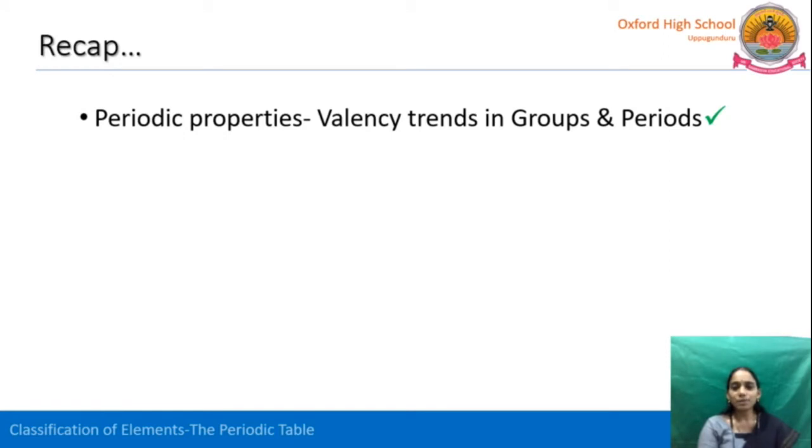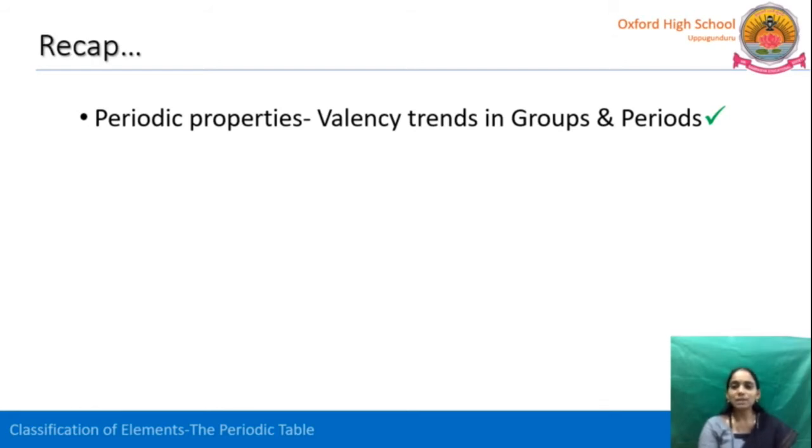For groups, the valency is the same. If we take an example of the first A group from hydrogen to francium, the valency is the same for all the elements from hydrogen to francium, from top to bottom. The valency is the same for all the elements in a group.